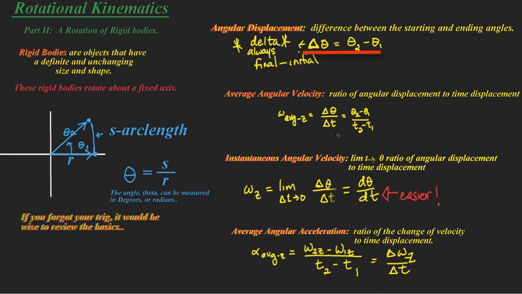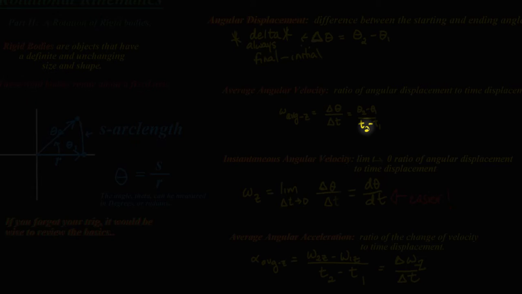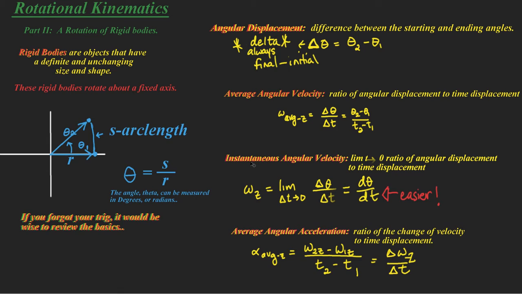If you were asked to do the average angular velocity, you would just take the angular displacement over the time difference it took for that angular displacement. So the T2 is the time at the second theta, the T1 is the time at the first theta.